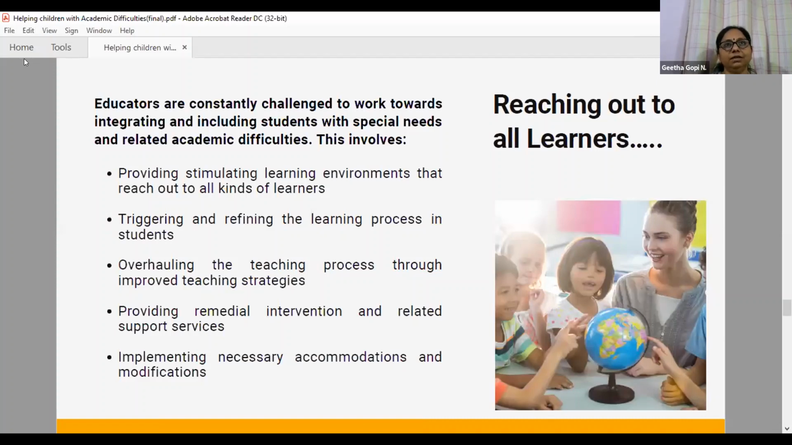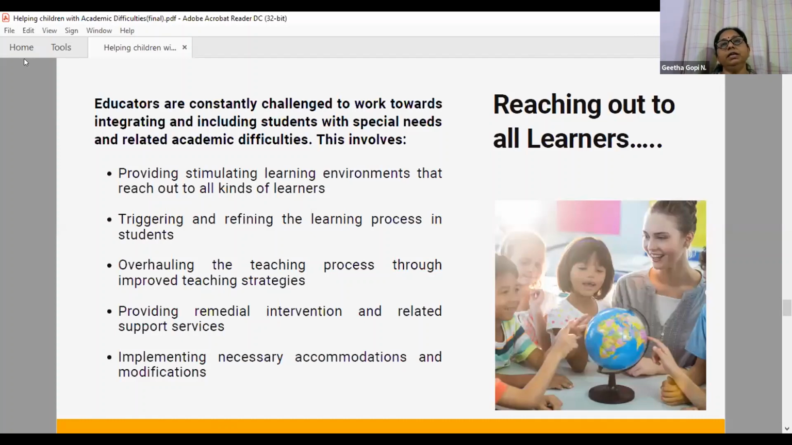And what does this involve? As educators, we need to provide more stimulating learning environments, which will take into account different kinds of learners. Each child learns differently. There are different learning modalities that they employ while learning. Some of them are strong visual learners, some auditory, some of them are kinesthetic or tactile learners. So try to understand your students and reach out to different kinds of learners. Provide a learning environment that will help reach out to all kinds of diversity within the classroom.